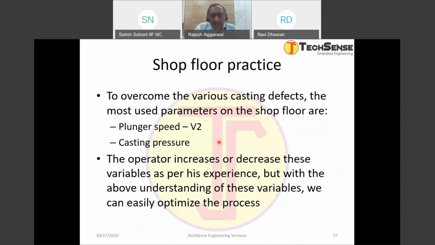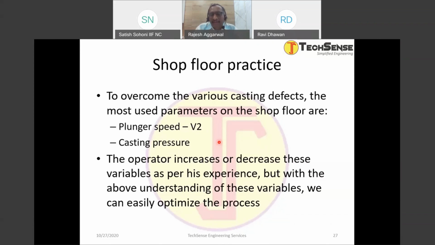So when we talk about this condition, to overcome the problem of non-filling or the cold shut, he is increasing the plunger speed, right? In other words, he is reducing the fill time, right? But in other words, he is also increasing the venting requirement, right? The venting requirement is also increased, and trust me, most of the time it is missed out. On the shop floor, we don't see that.